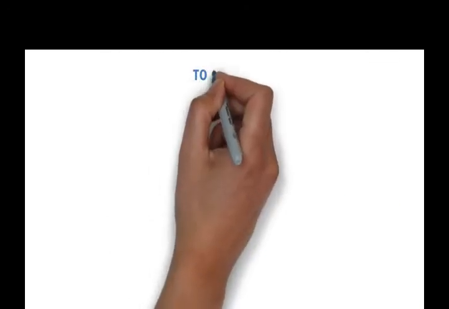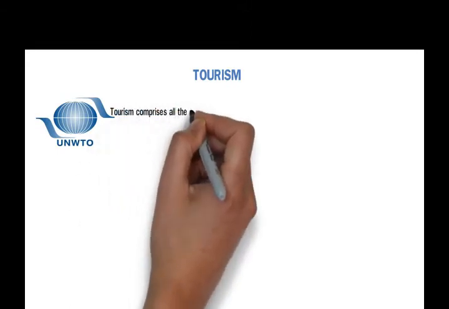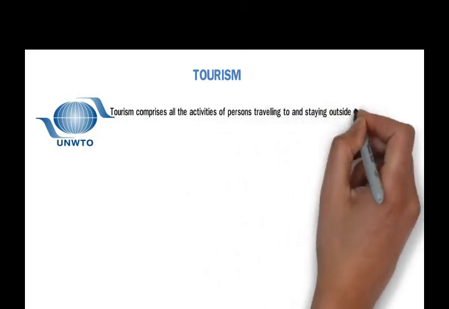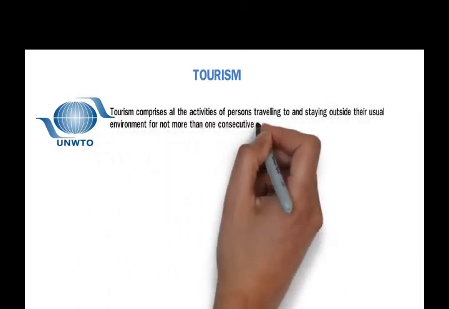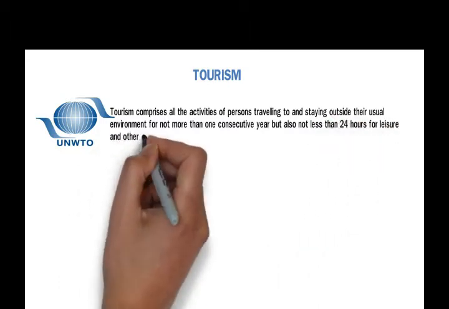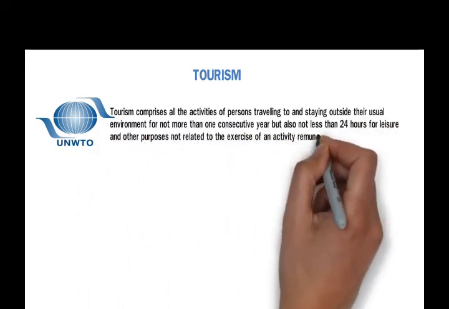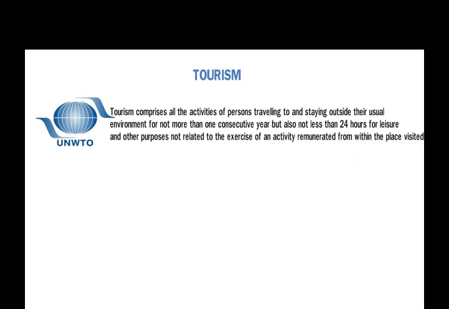While adding the suffix -ist denotes the person who goes for traveling and is called a tourist, there are still a number of ways tourism can be defined, and for this reason the United Nations World Tourism Organization, UNWTO, definition is globally accepted. It says tourism comprises all the activities of persons traveling to and staying outside their usual environment for not more than one consecutive year, but not less than 24 hours, for leisure and other purposes not related to the exercise of an activity remunerated from within the place visited.